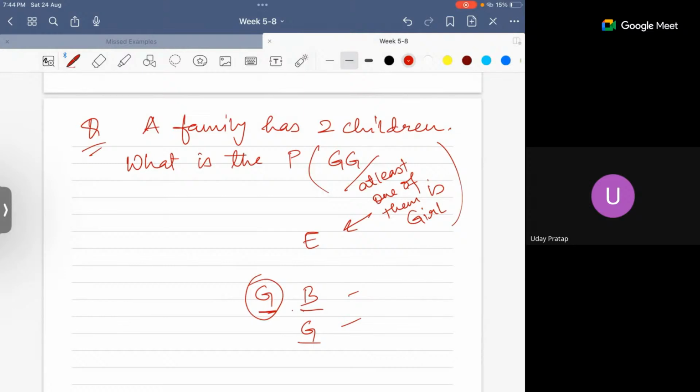Give me 1 second. I'll just switch off my motor.